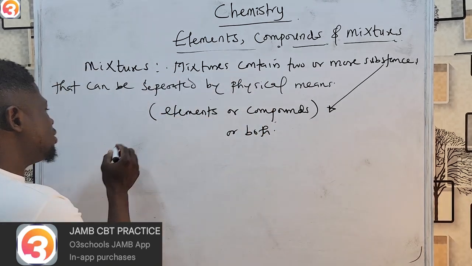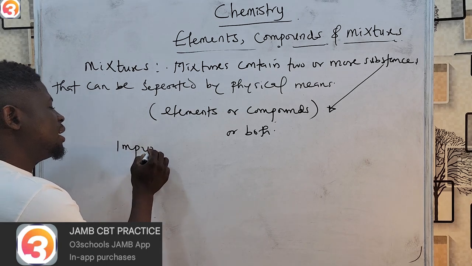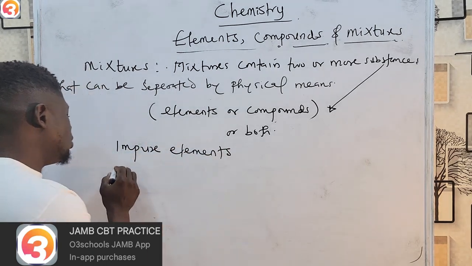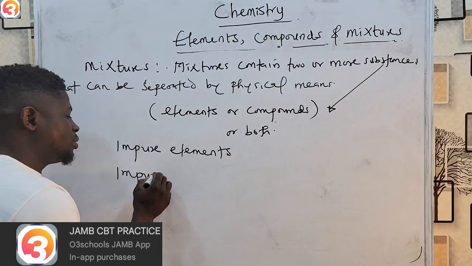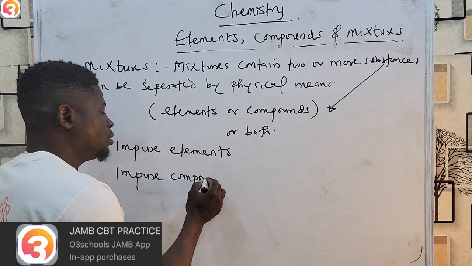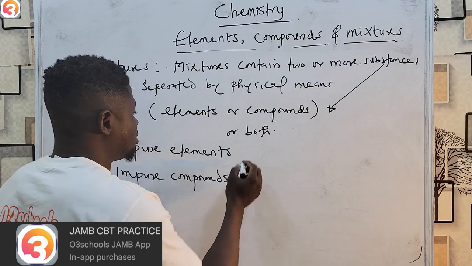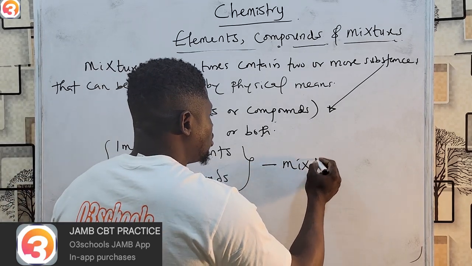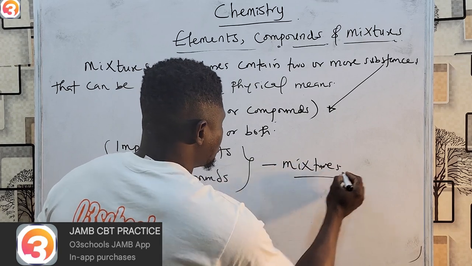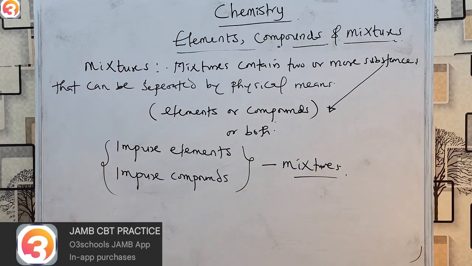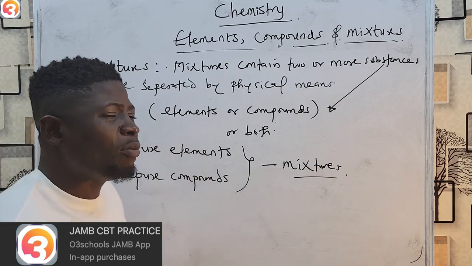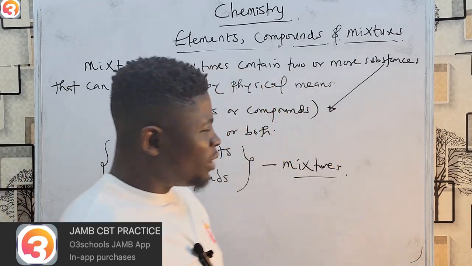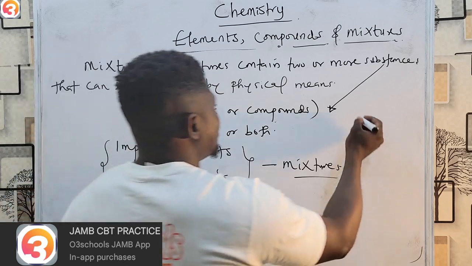Likewise, another thing we need to know is that impure elements and also impure compounds are also called mixtures. So they are under the umbrella of mixtures. Impure elements and impure compounds are under the umbrella of mixtures. So what are examples of mixtures that we have?